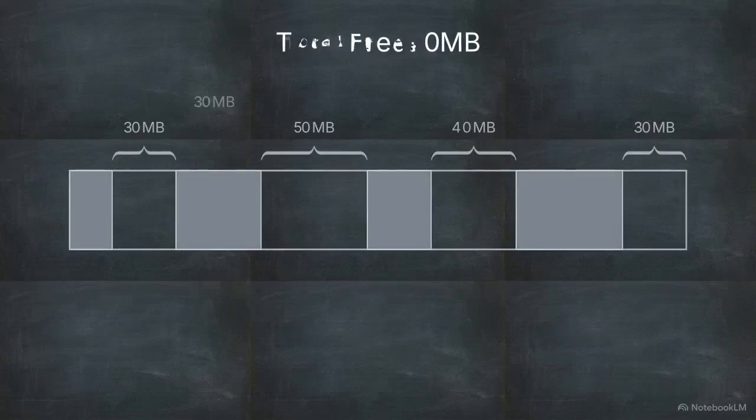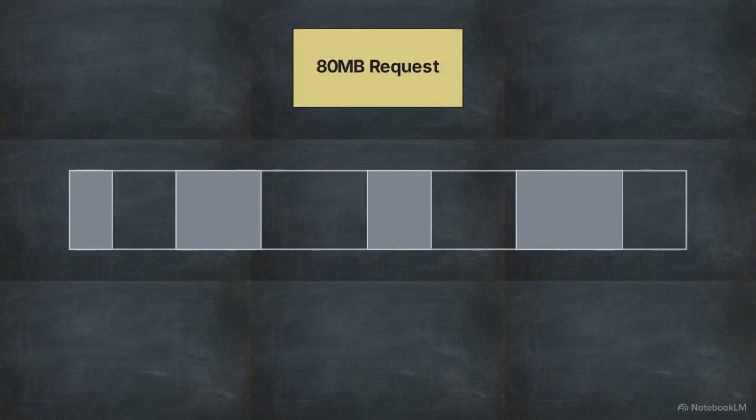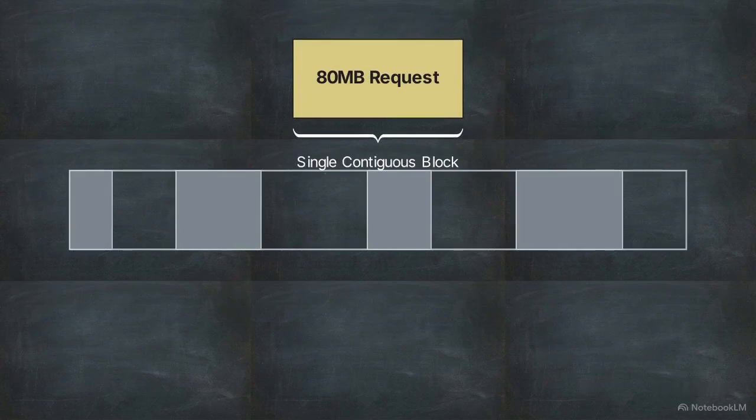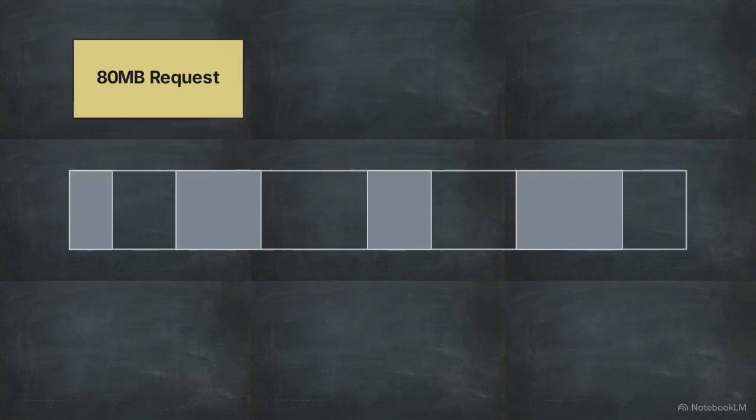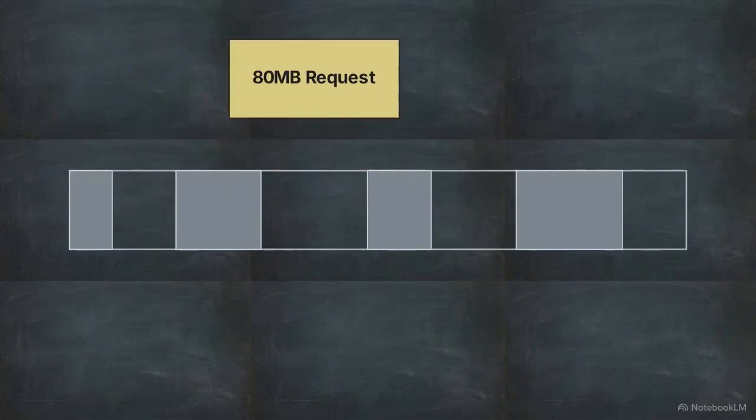Take a look at this system memory status bar. It shows exactly 150 megabytes of total free memory currently available. Now, a new application launches. This process requests a single continuous block of exactly 80 megabytes. But instead of sliding into that ample free space, the request is rejected.